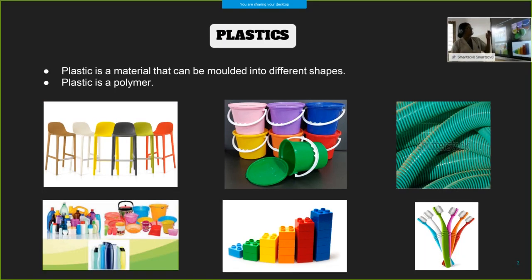Okay, so plastic is a material that can be molded into different shapes, is it not? Just like synthetic fiber, plastic is also a polymer. So what is a polymer? A polymer is a long chain made up of many monomers. Many monomers combined together form what is called a polymer, and that process is called polymerization.